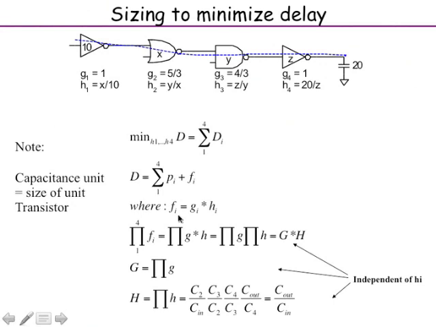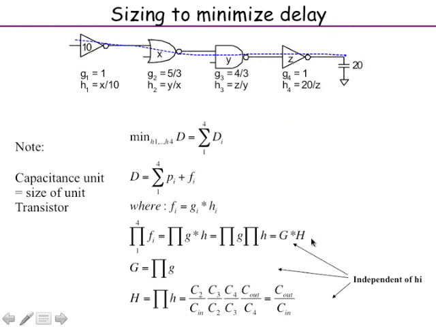One thing you notice here, that when you multiply all the F's, what do you get? Product of F's is product of GH, which is product of G times product of H. You see, product of G is what? G1, G2, G3, G4, which is some constant. Because as we said, the logical effort of a gate of a particular template is fixed, independent of the size of the gate. So G is a constant. We can say it is the path logical effort. You take the logical effort of every gate in the path, you multiply it, that is the path logical effort.